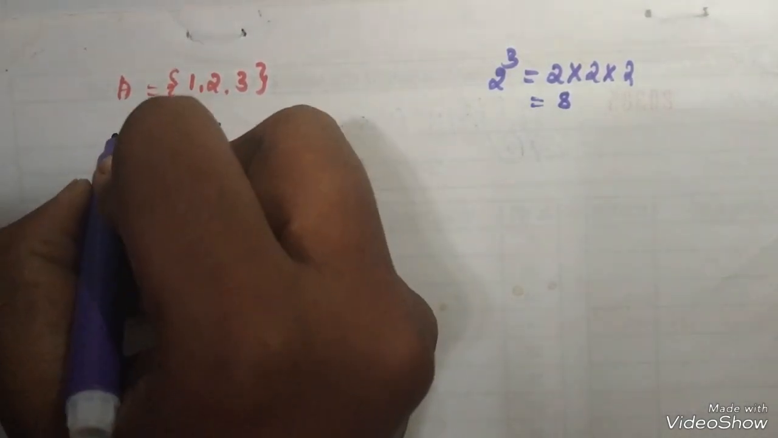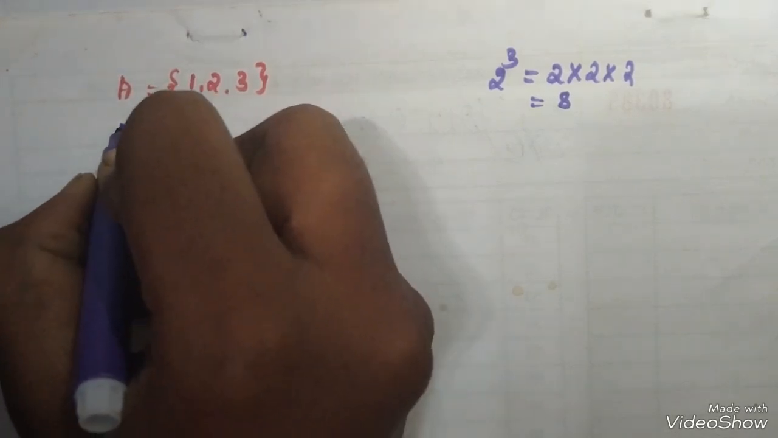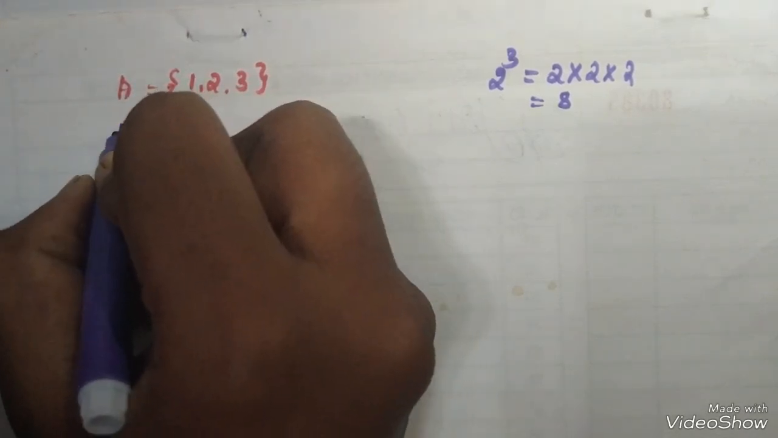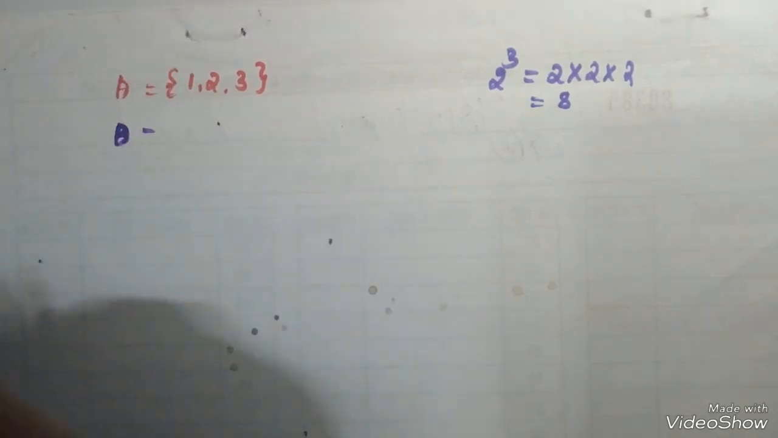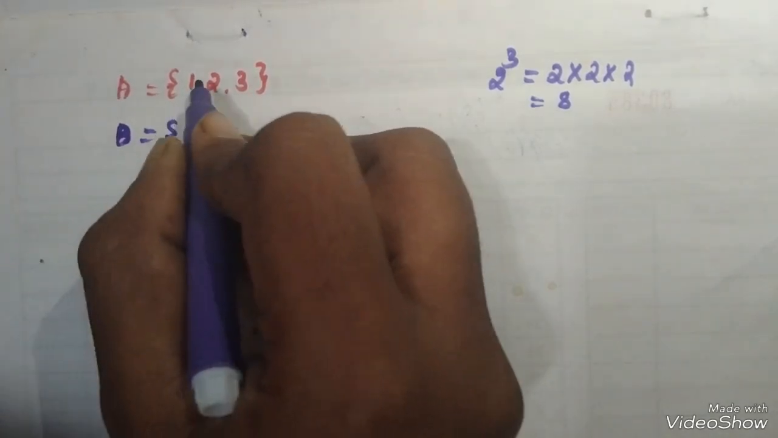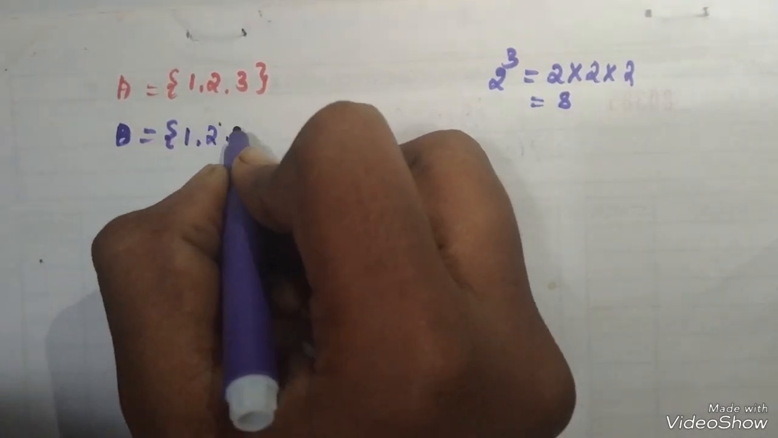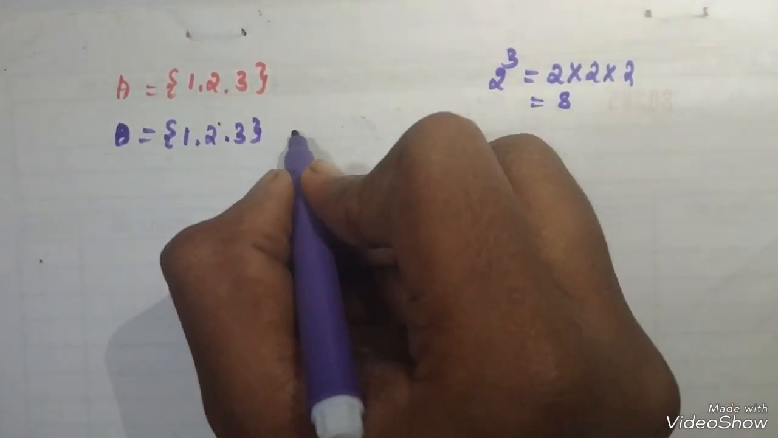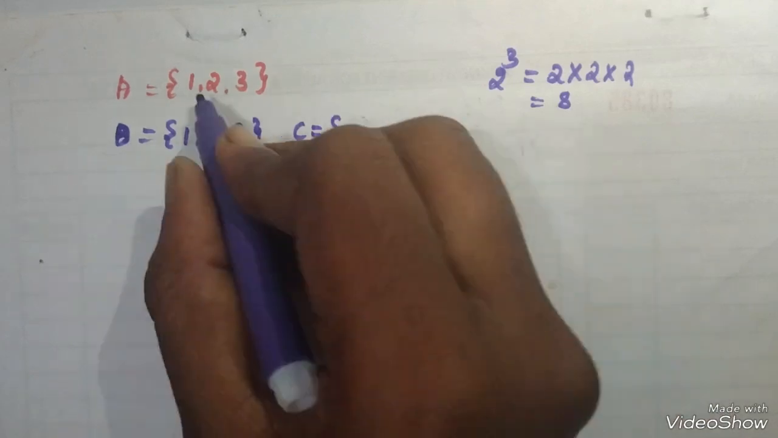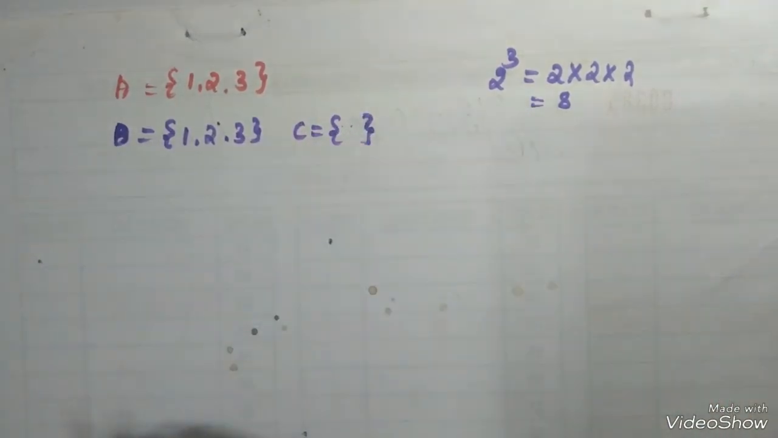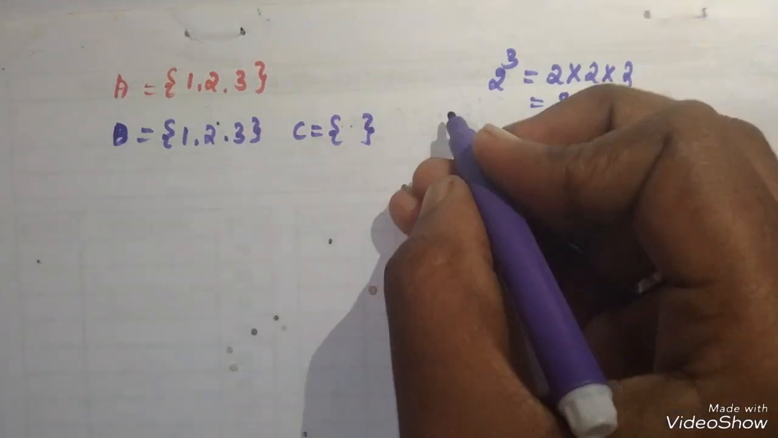What are those? The subsets of A, I am considering as B. Here, A is itself a subset, that is 1, 2, 3. Another subset is the null set. The null set is a subset of every set. Then D.